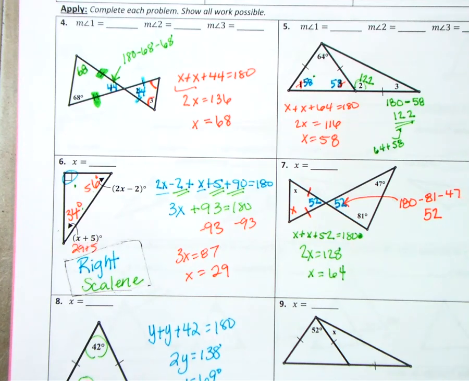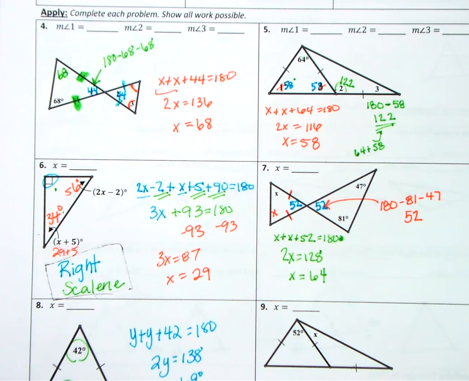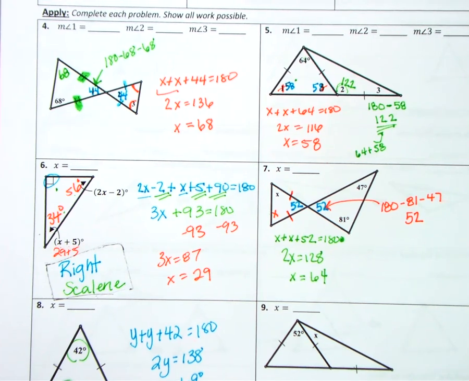Most people will use the linear pair. It's less things involved. It's something that we'll use a ton, so you'll remember it a little bit easier. But it's completely up to you how you end up doing the problem.